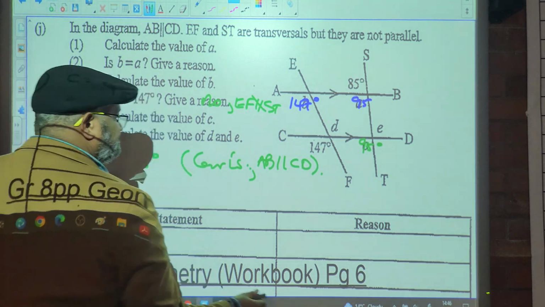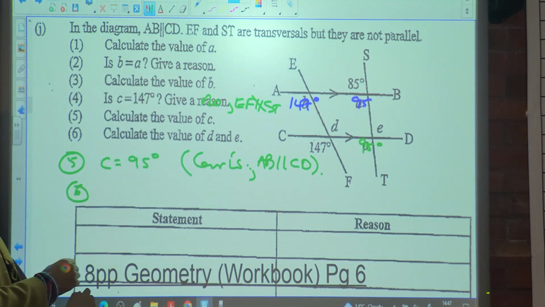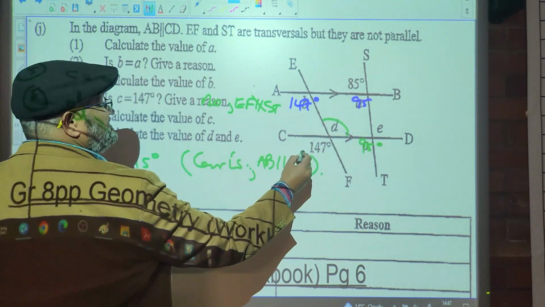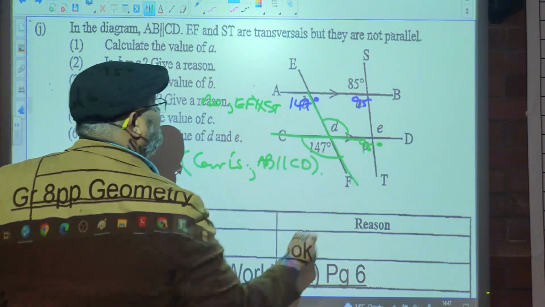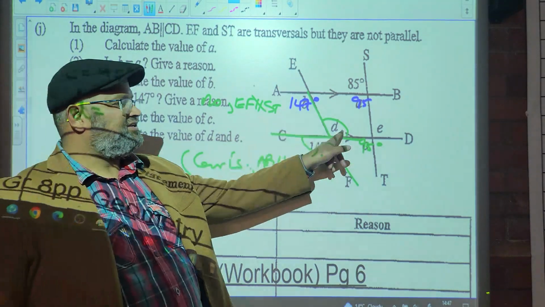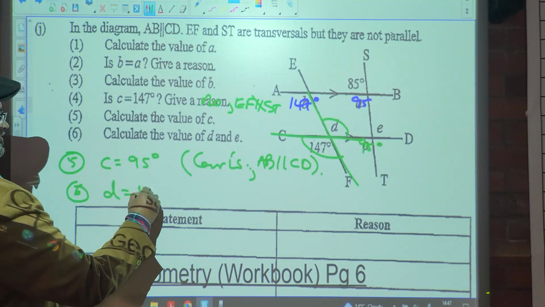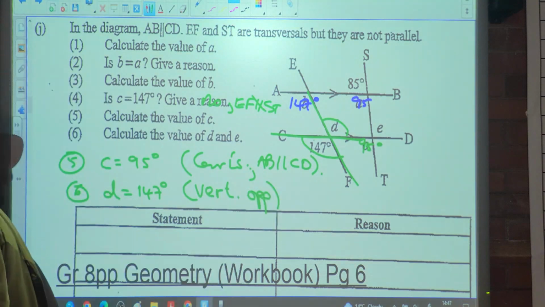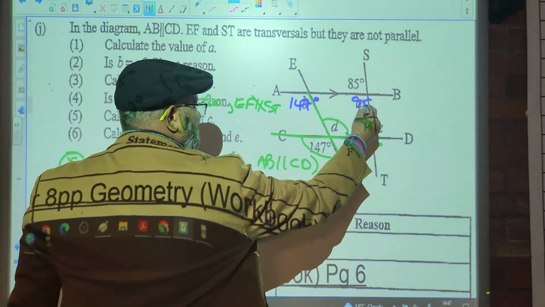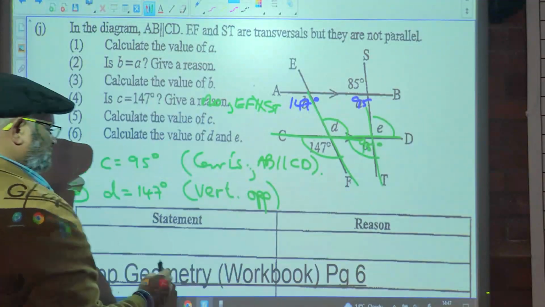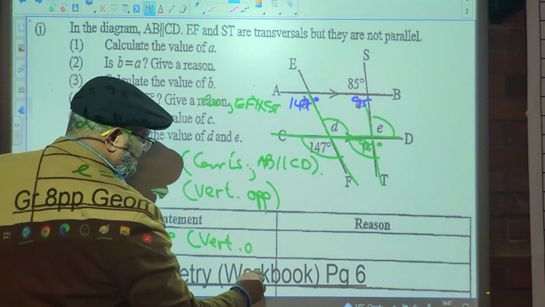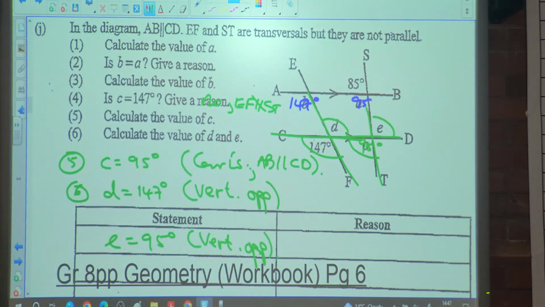Number 6. Calculate the value of D. What is D? D is 147. Why? I could have said alternate. So D is equal to 147. Vertically opposite angles. E is 95 degrees. Why? Vertically opposite. There's the last sum on the page.